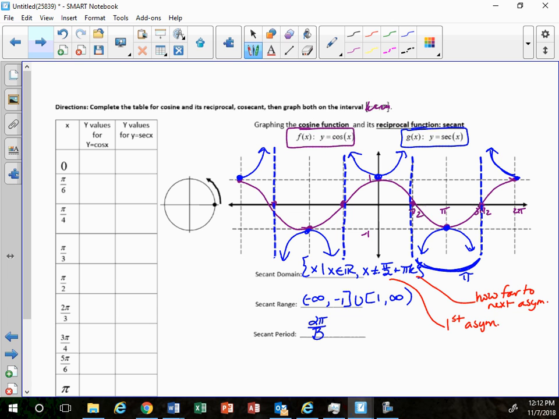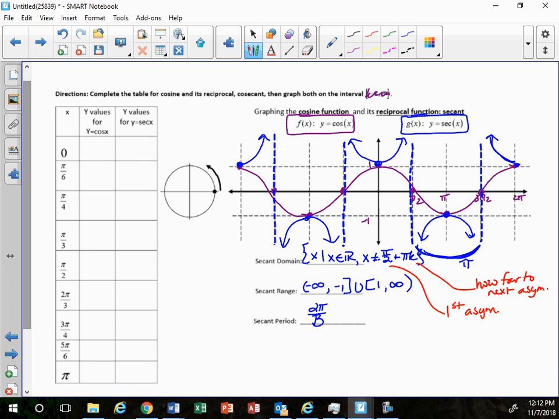Alright, are we ready for tangent and cotangent? Oh, before we go on, something important with this. This graph does not have amplitude. Secant and cosecant do not have amplitude. You can certainly stretch them vertically, but amplitude talks about the height of the graph.